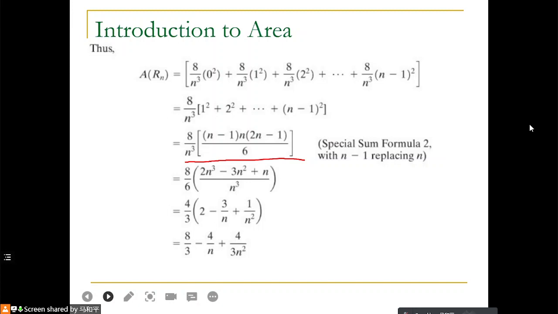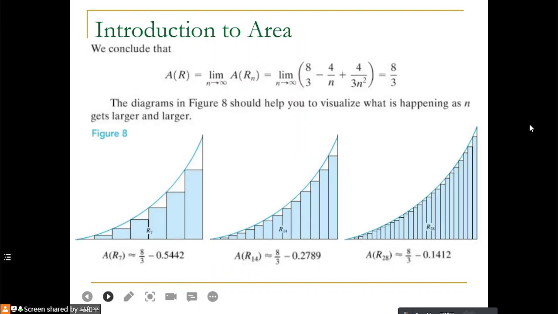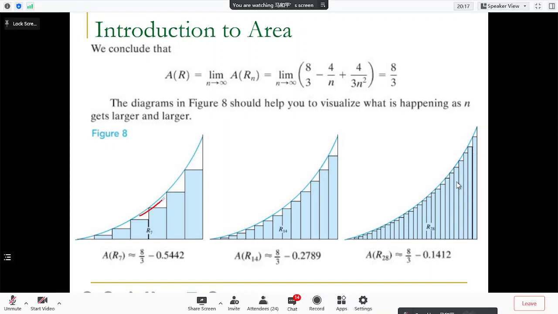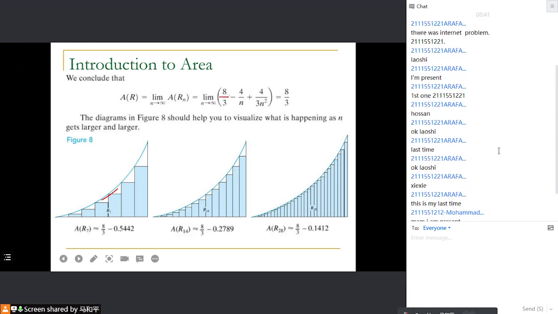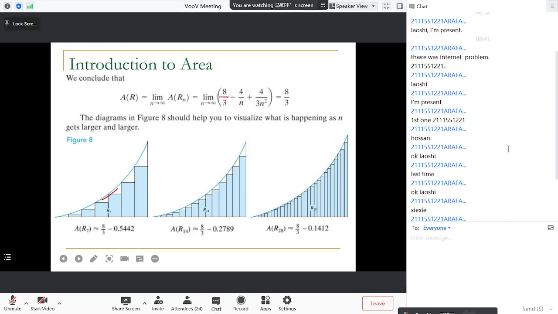So we calculate it is 4 over 3 times 2 minus 3 over n plus 1 over n square is equal to this one. This is the area of inscribed polygons, right? Inscribed polygons. And then remember this, we conclude that AR, the area of this region, AR is the limit as n approaches infinity of ARN, which is equal to this one.